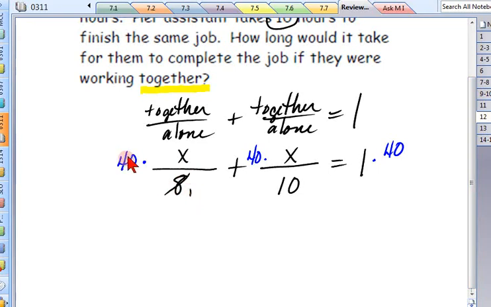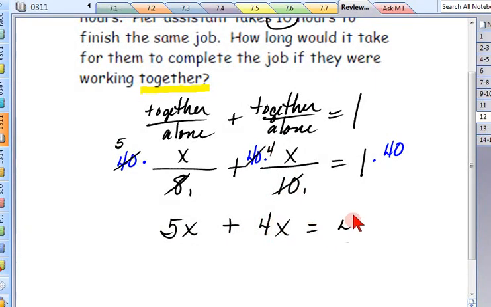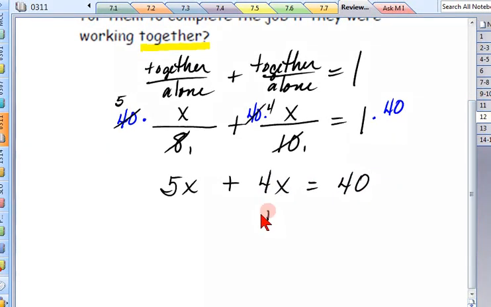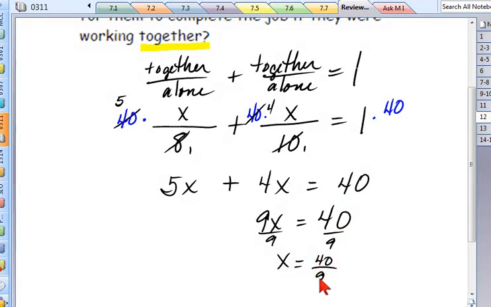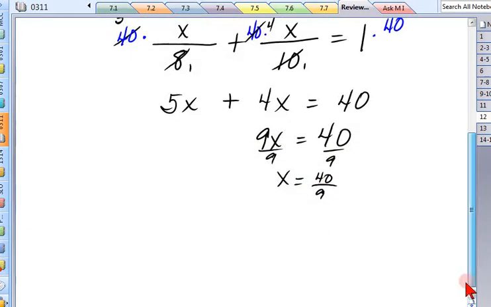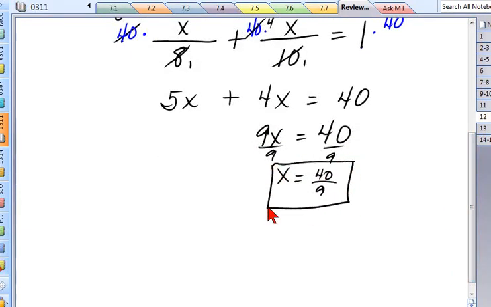8 goes into itself once, 8 goes into 40 5 times. That gives me 5x plus 10 goes in there once, 10 goes in there 4 times. 4 times x is 4x. And that's equal to 40. 9x is 40 by combining those like terms. Divide by 9. And although in Math Lab you had to get the mixed number, I am not going to require the mixed number. You may just write it as 40 over 9. But if you want to write it as a mixed number, that's fine also.